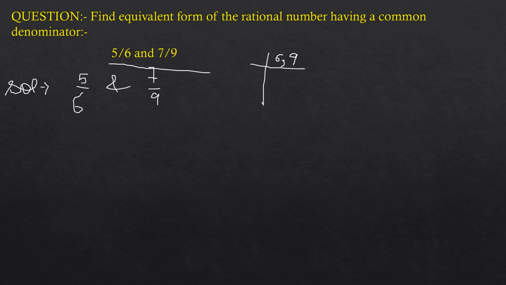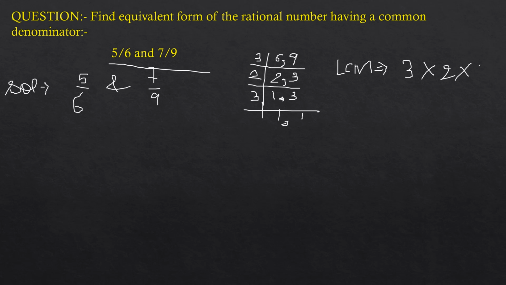So for 5 by 6 and 7 by 9, first of all, we will take out the LCM. For the LCM we can use 3 first. 3 2s are 6, 3 3s are 9, and then we have 2 here, 2 1s are 2, 3 will be written the same, then we will use 3 here, so 3 1s are 3. To make the denominators same, we take out the LCM and then make the denominators equal to that LCM by multiplying. So we get 3 into 2 into 3. 3 into 2 gives us 6, 6 into 3 gives us 18. So the LCM is 18 here.